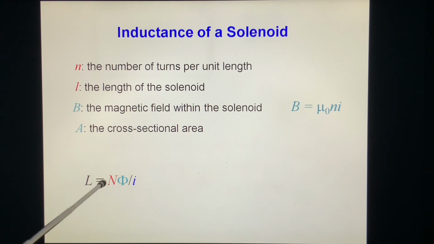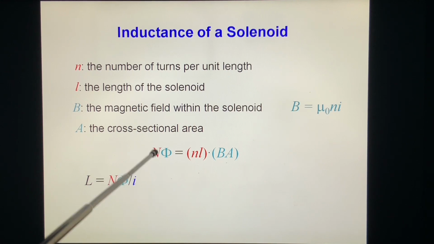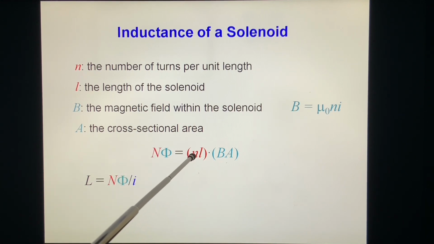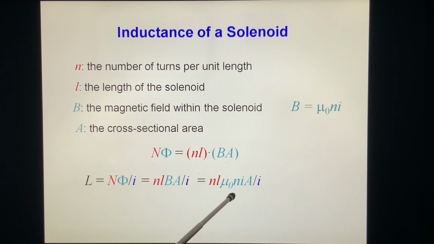L equals N phi over I. And N, the total number of turns, equals n L. This is the turns per unit length, and this is the length. And phi is BA. So we put this here, and we get L equals n L B A over I. And B, we know, equals mu 0 n I. Put this B inside, I cancels out. So L equals mu 0 n squared L A. And we divide by the length, so the inductance per unit length equals mu 0 n squared A. There's nothing to do with current.